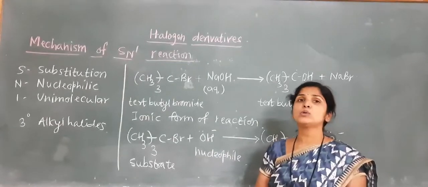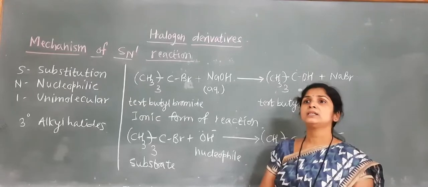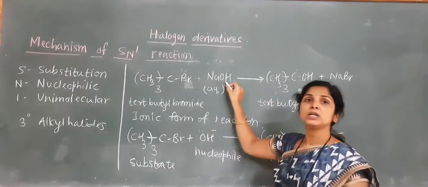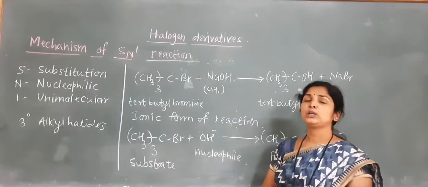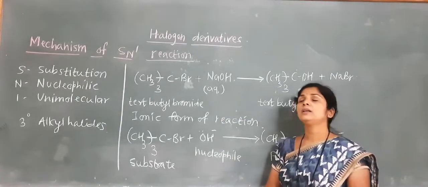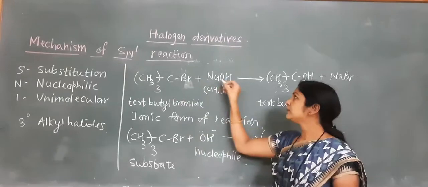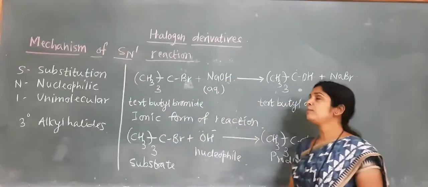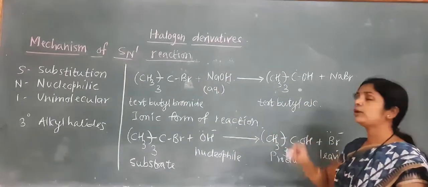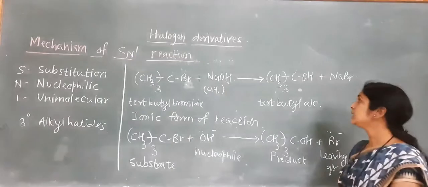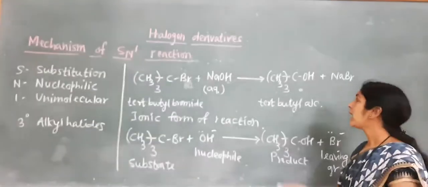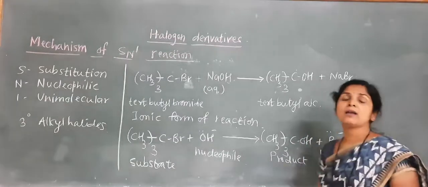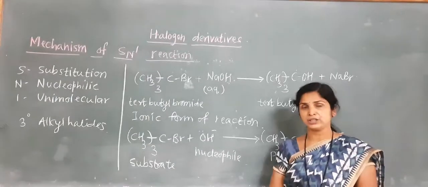When it undergoes alkaline hydrolysis, that is, when it reacts with aqueous NaOH or KOH, it undergoes hydrolysis where the bromine gets substituted by the hydroxyl group, and we get the product (CH3)3COH, that is tert butyl alcohol, and we get NaBr as the byproduct of the reaction.